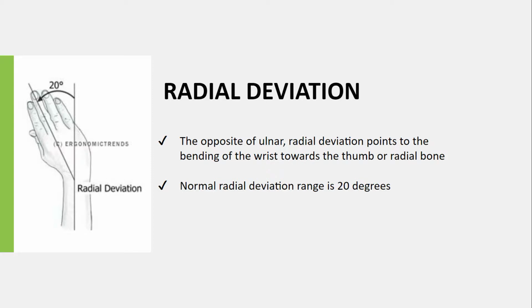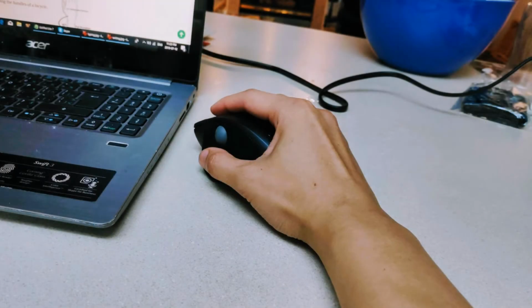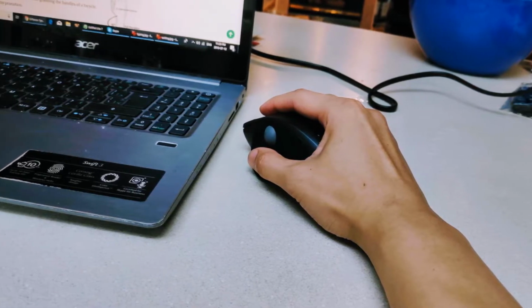The opposite of ulnar deviation is radial deviation. This points to the bending of your wrist towards the thumb or radial bone. The normal radial deviation range is 20 degrees. When you move a horizontal mouse to the left or use the trackpad on your laptop, your wrist will often perform a radial deviation.